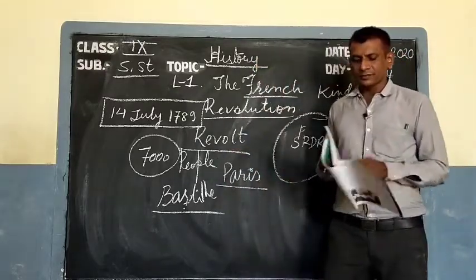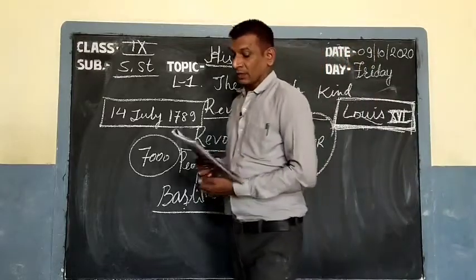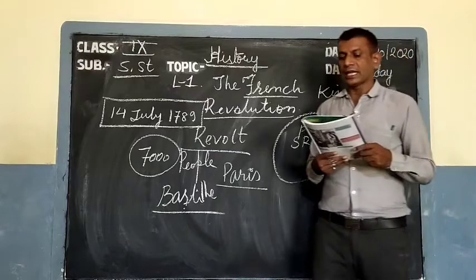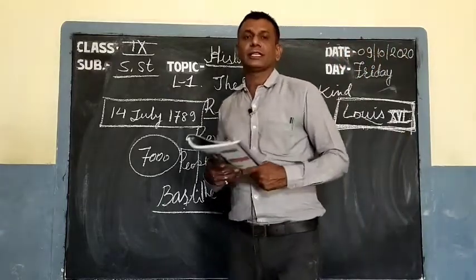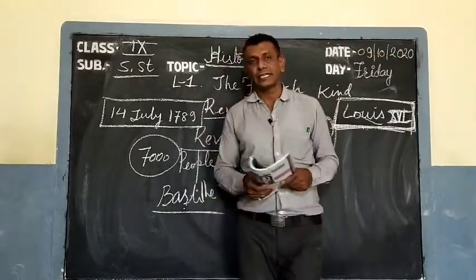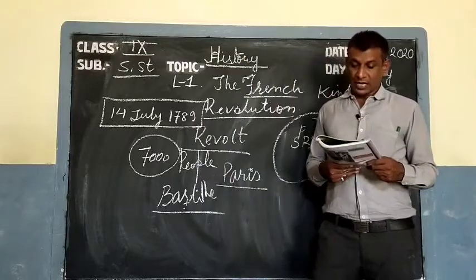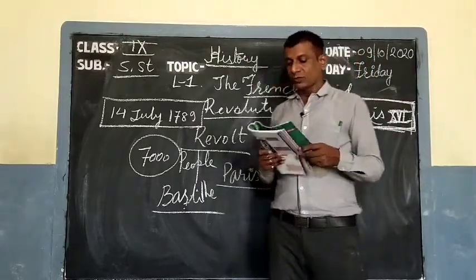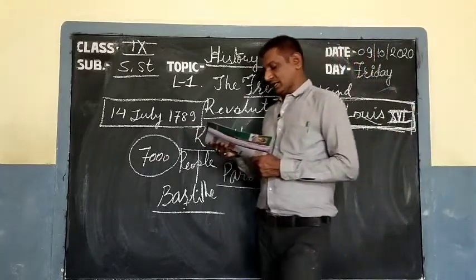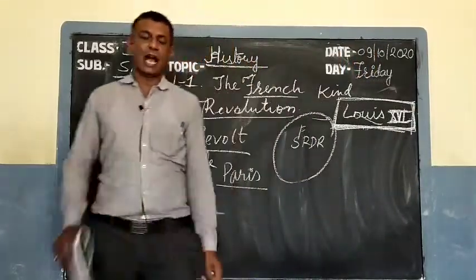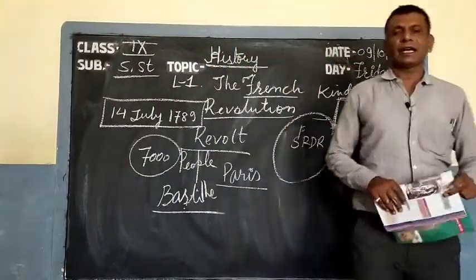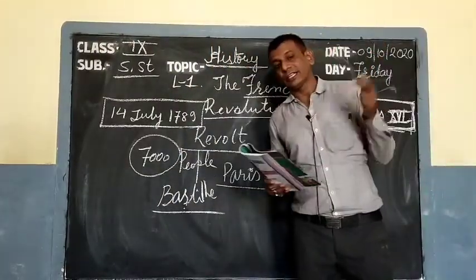And now see, French society during the late 18th century. So how was the French society? I tell you, students, now see, you can see on page number 4, there is a picture, a society of estates. How was the society of French that time? As I have told you, there were 3 categories.